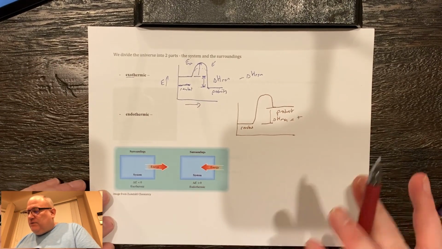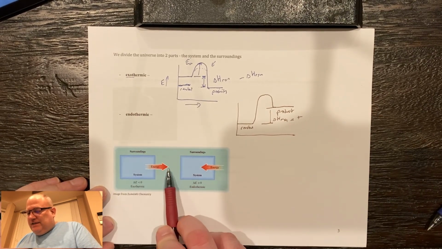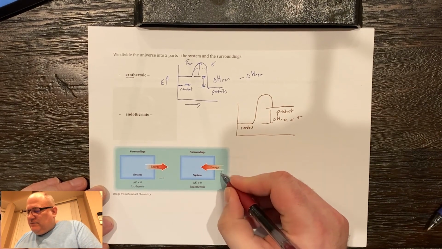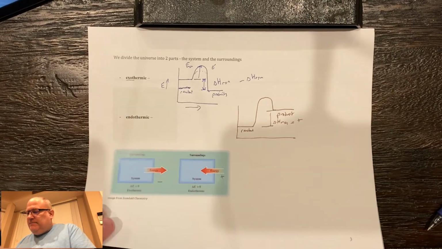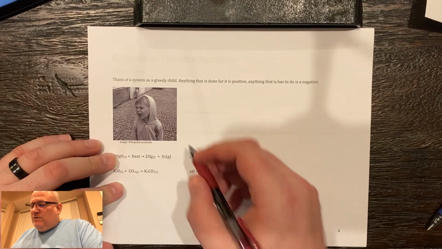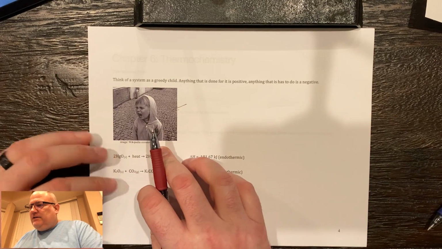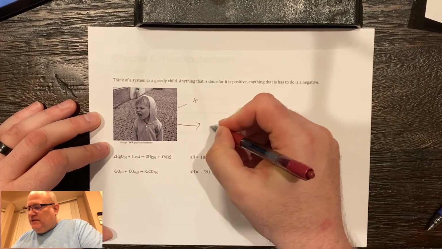It is important that we understand the signage here, and this diagram right here shows that if energy is leaving, we say that is an exothermic reaction. If energy is entering, we say that is an endothermic reaction, and it's a positive sign. Now, one of my favorite diagrams ever. I always think of the system, whenever we're dealing with this, as the greedy child. Anything you do for it is positive, anything that it has to do is negative.